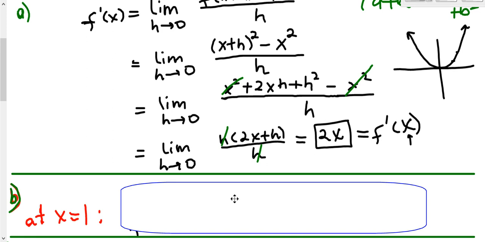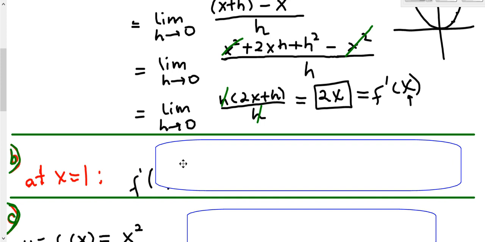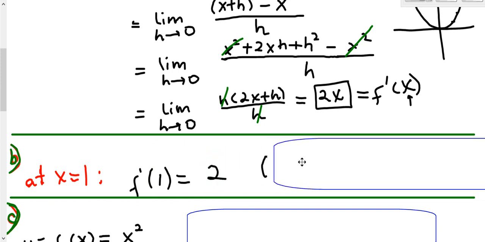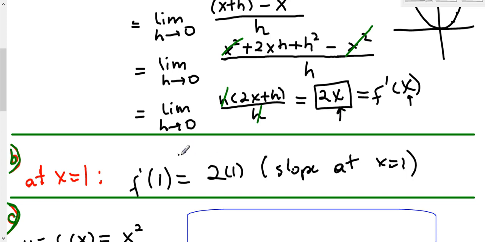So let's answer now what happens at the point x equals 1. All we have to do is plug in a 1 in there, and that will give us the instantaneous rate of change, also known as the slope of the tangent line at the point 1. So 2 times 1, or 2. If you want to show the work, you could say this is the same as 2 times 1, because we're plugging 1 into the derivative, right? And then we get basically 2 that way.